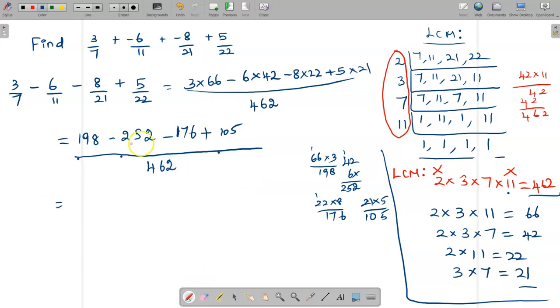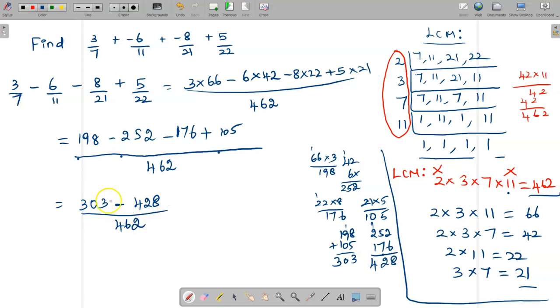Okay. So, now while seeing the numerator, add first all the positive values. So, 198 plus 105 I have. So, 8 plus 5 is 13, 1 and then 10, 1, 303. Add all the negative values. So, I have 252, 176. So, 6 plus 2 is 8, 7 plus 5 is 12 and then I have 428. So I have positive value as 303 and negative value. So put minus and then minus 428 divided by 462.